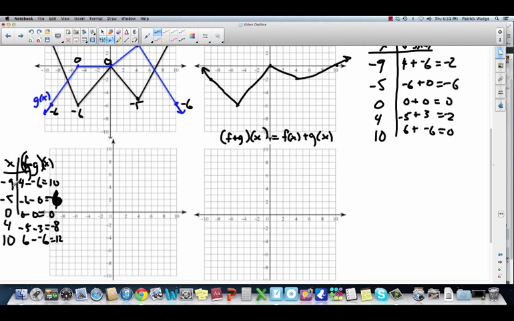Okay, let's graph these. One is -9, 10, way up here. One is -5, -6. Sorry, I was looking at something. That's why I'm taking so long. Next one, 0, 0. Next one is 4, negative 8. And the last one is 10, 12. It's off the grid, somewhere up around here. I'll never be able to connect these ones well.